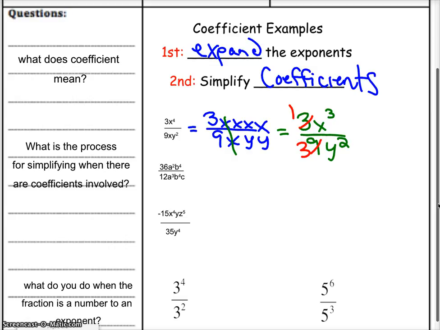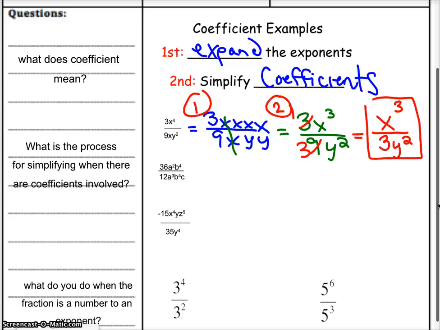Do I have to write the one when I rewrite this? No. You don't have to. If 1 can hide, let it hide. Remember, it's the shyest number in the world. So I would just write x cubed over 3y squared. So to reiterate my process, I expanded, I rewrote, and simplified, and then rewrote again. So rewrote, simplified, rewrite again.